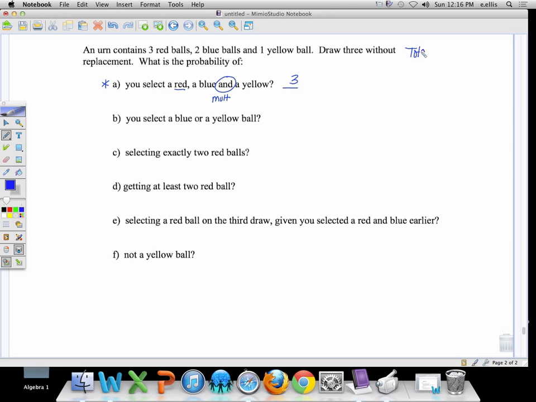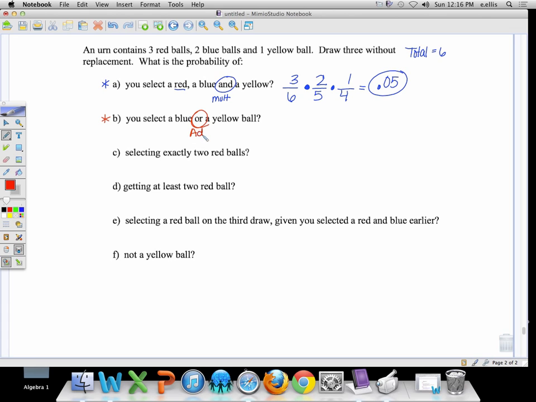Red. There are 3 red out of a total. Okay, we do need the total here. 3 plus 2 plus 1 is a total of 6. So we have 3 out of 6. And we're going in for a blue. There are 2 blue remaining, but I'm doing this without replacement, so I'm down to 5 balls. And a yellow, there's 1 yellow remaining, but that's out of 4. And when you simplify, 0.05 is your probability.